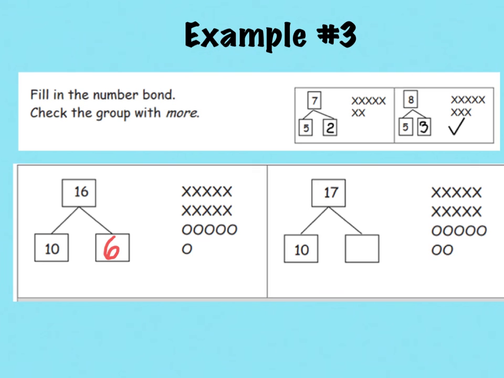17 has been separated into one group of 10. Let's see how many circles are left over. 1, 2, 3, 4, 5, 6, 7. 17 can be split into one group of 10 and one group of 7. Now we can see that 17 has more than 16.